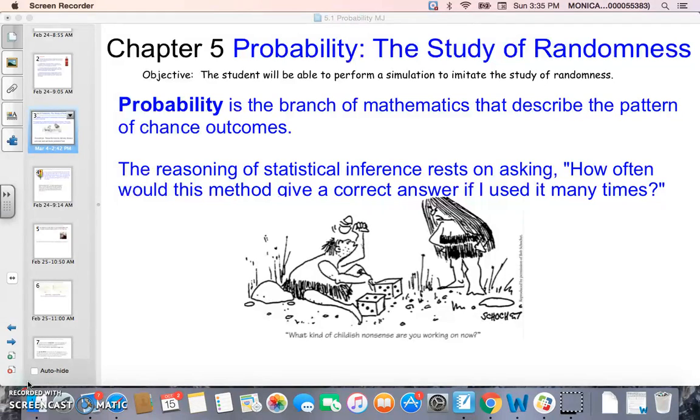Probability is the branch of mathematics that describes the pattern of chance outcomes. So what would happen if we did this a given number of times is basically the question we're going to be answering. The reasoning of statistical inference rests on asking, how often would this method give a correct answer if I use it many times?